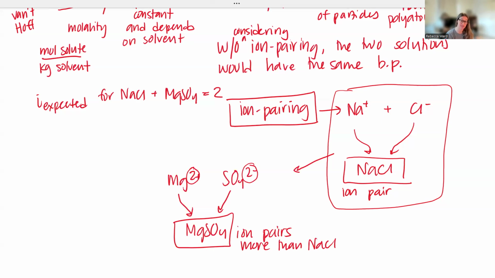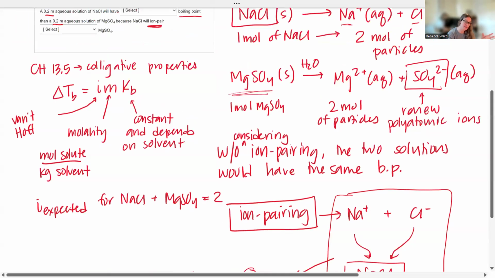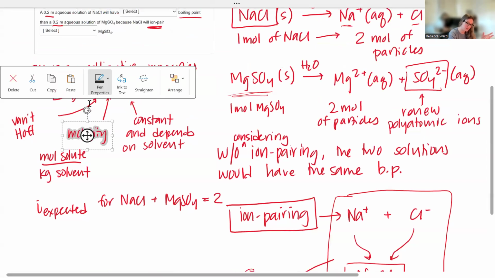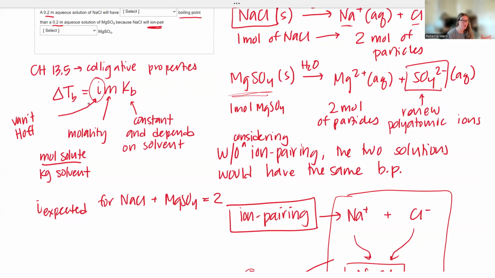So I would expect that in the same solution, at the same concentration, the i measured for MgSO4 is going to be less than the i measured for NaCl, because these ions are going to come back together a lot more. They have a larger charge, they're more attracted to each other. So I'm going to have more ion pairs, which means fewer particles in the solution, which means I should be multiplying here by a smaller number. I think we've covered all the things we need to now answer this question.